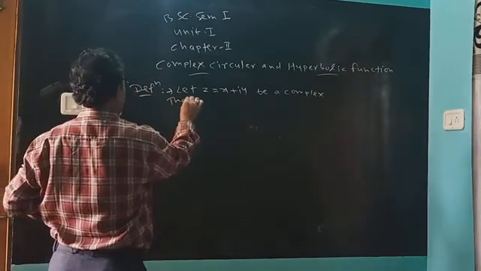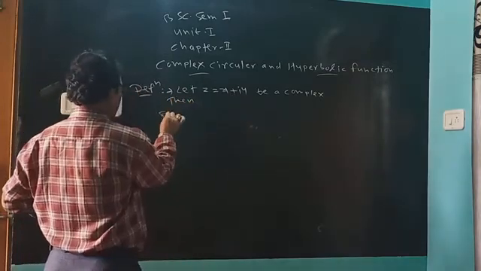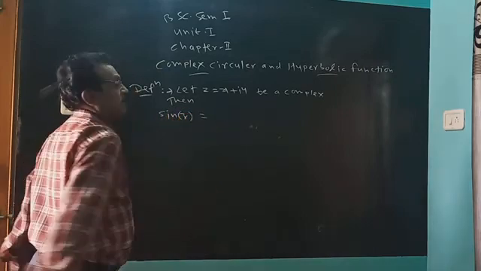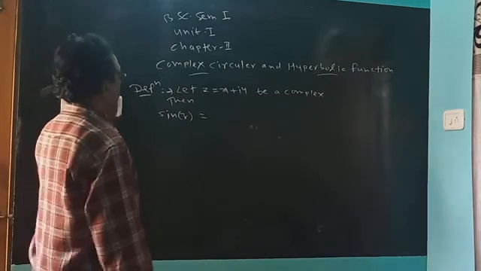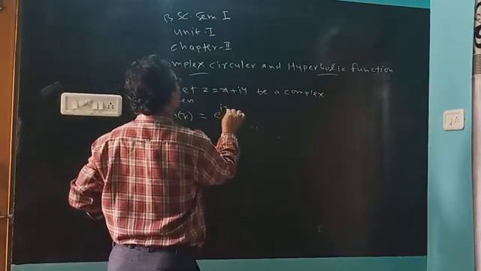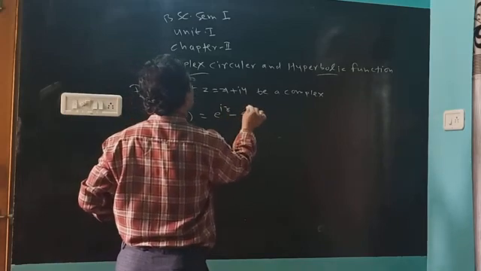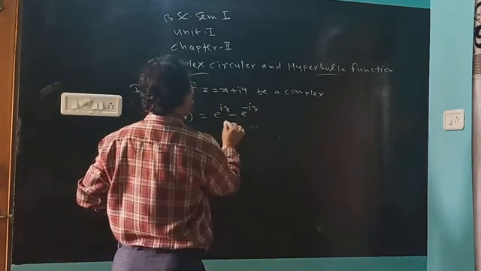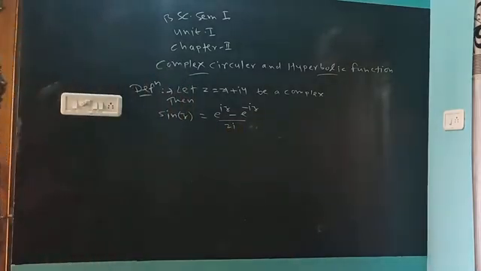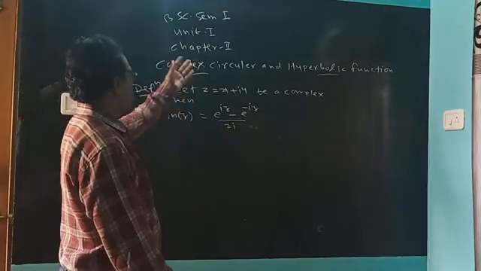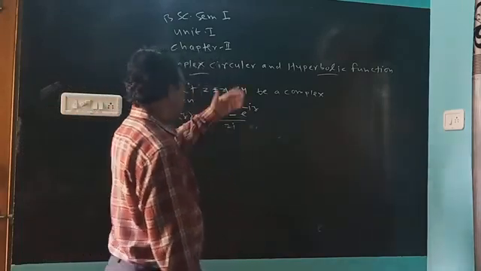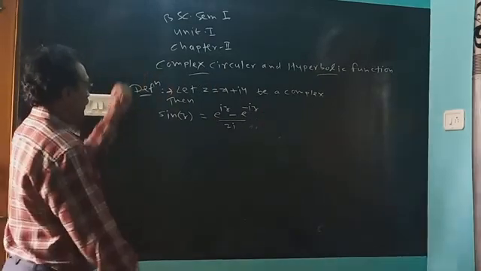Then we define sin z. Okay, sin of z. This is e raised to power iz minus e raised to power minus iz divided by twice i. Okay, sin function, sin of z will be e raised to power iz minus e raised to power minus iz upon 2i.